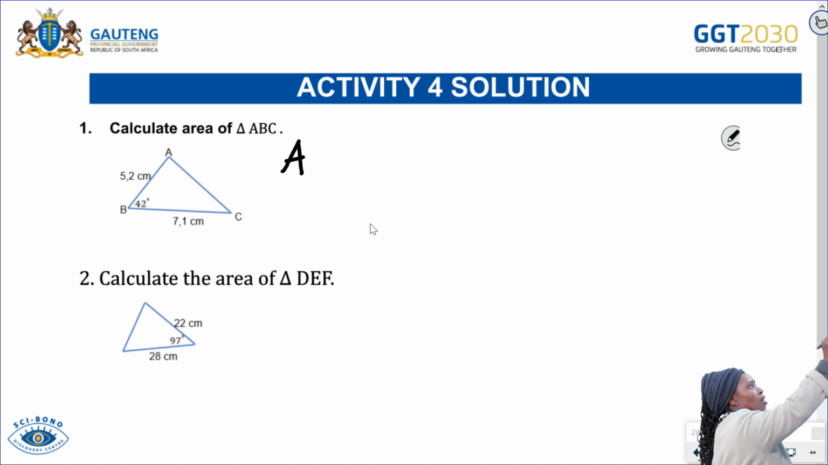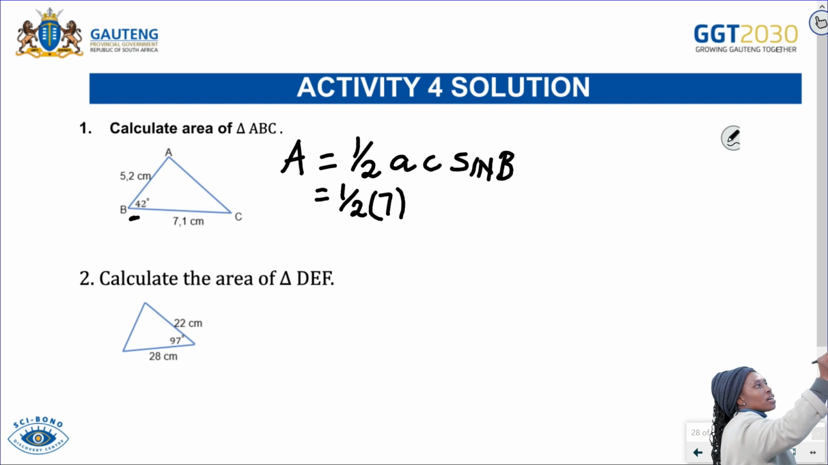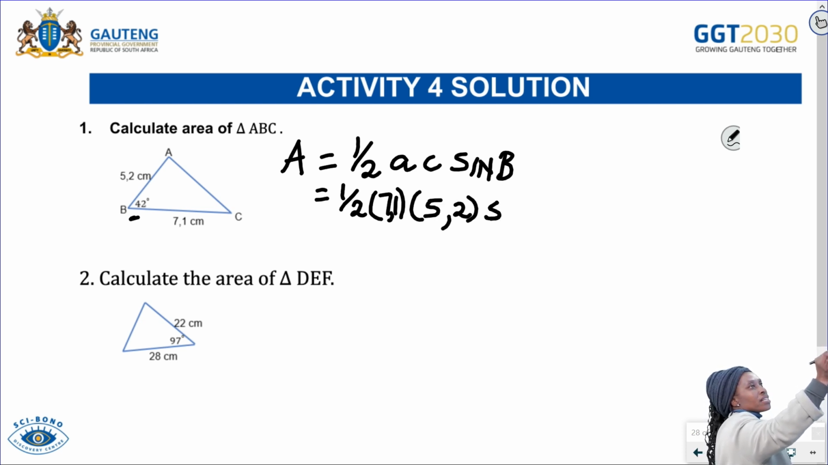Area will be half given side, which is going to be A, and I'm given side C, sine of angle B, because it's the angle that I'm given. So what is the value of A? It's half. My A is 7,1 times my C is 5,2 sine 42 degrees.